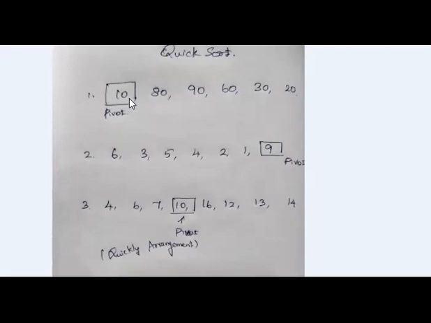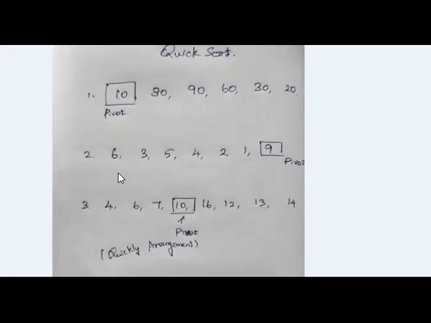So in this array, the elements are 10, 80, 90, 60, 30, 20. These are the elements in the array list. We pick 10 as the pivot because it is lesser than all the other values. So it is easy to pick the pivot value from the left side.